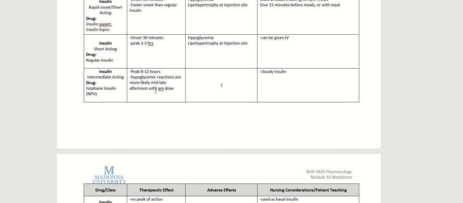NPH is also our only cloudy insulin, and that is another difference with this medication that we should be aware of.